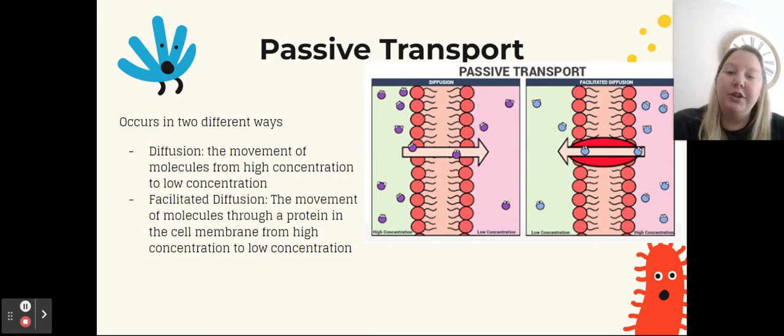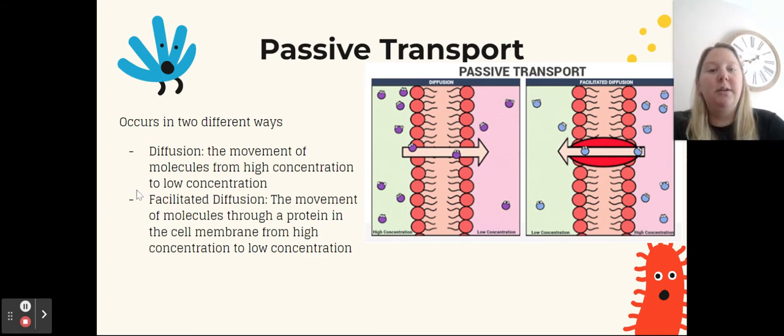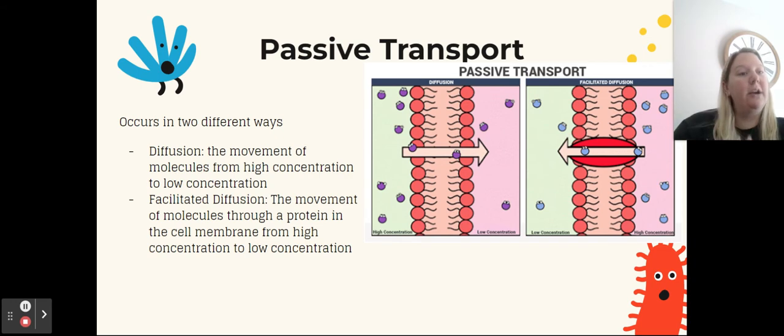The first is diffusion, which is just the movement of the molecules. So we can see here, the green section on this side has a lot of molecules on it that are going to pass through the membrane to the side that's more pink that doesn't have a lot of molecules concentrating in it. So we're moving down our slide from an area of high concentration to an area of low concentration.